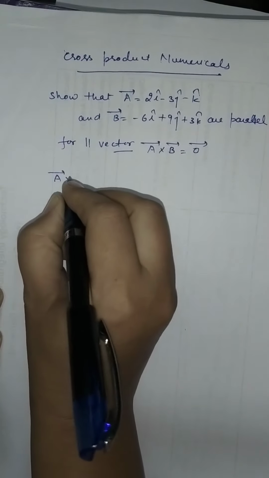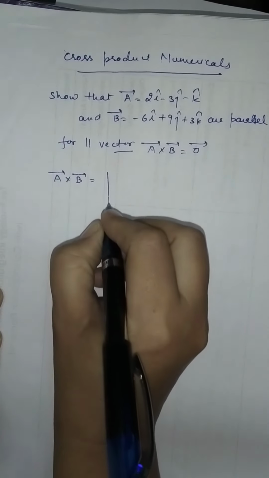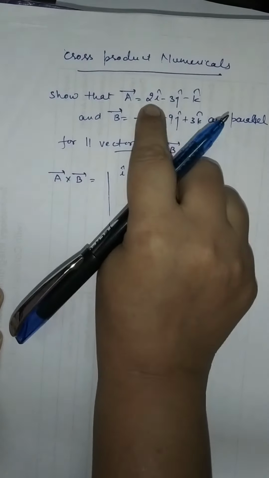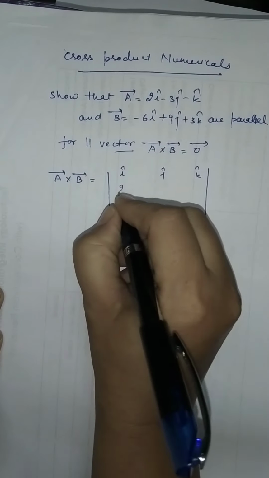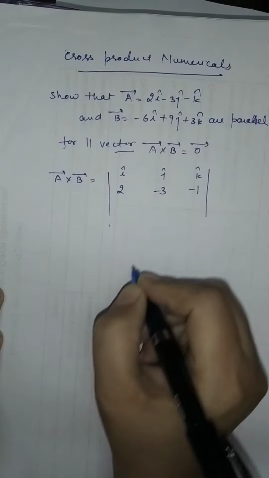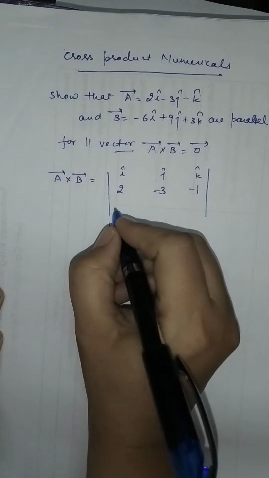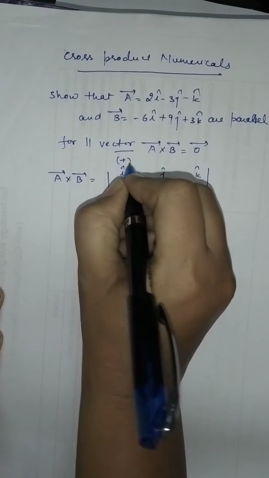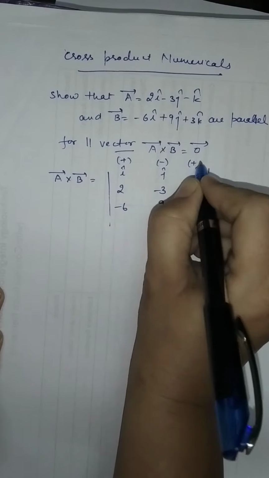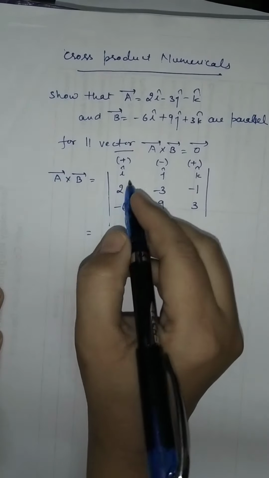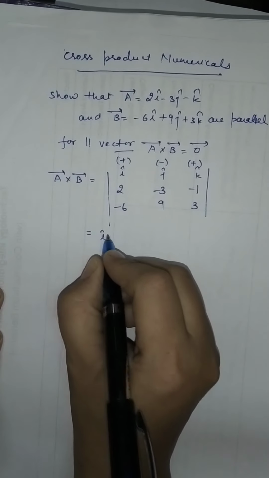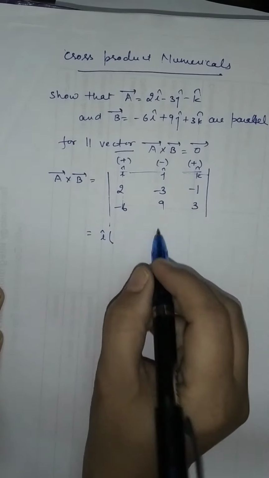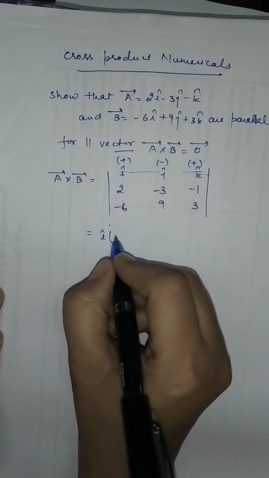In the last lecture I told you how we can find out a cross b. Here you take i cap, j cap, k cap. Then you put the coefficients of a: 2, minus 3, minus 1. Then you take b: minus 6, 9 and 3. Put the signs over this: plus, minus, plus. Now, if you want the coefficient of i cap, cut this row and column. Minus 3 into 3, it is minus 9.